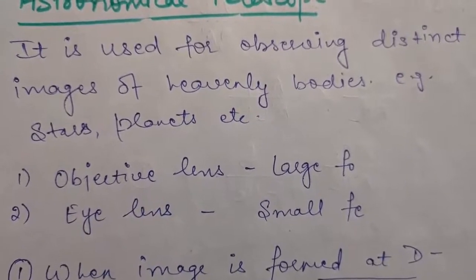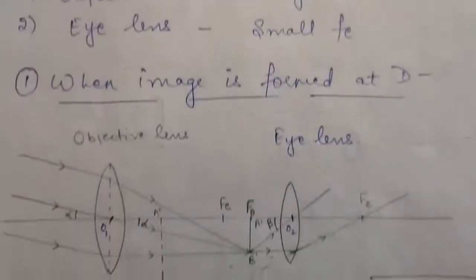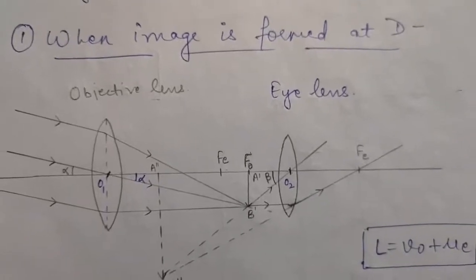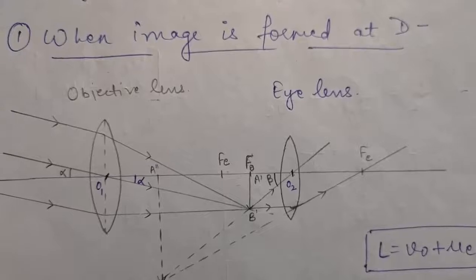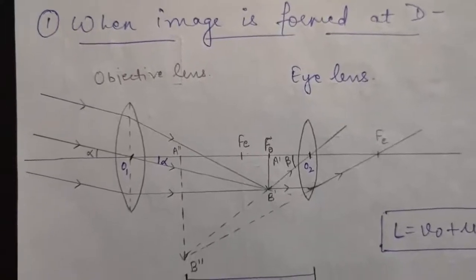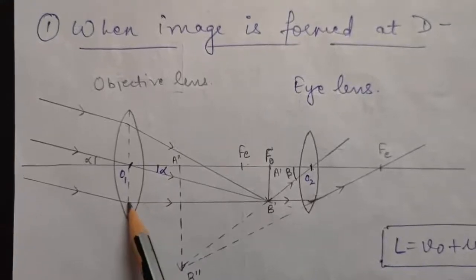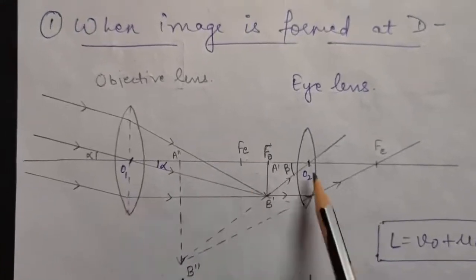Again, the reason for this I'll be telling you when we calculate the formula for magnification, right? So in this also we will be discussing two cases. First, when the image is formed at the least distance of distinct vision, and the second, when the image is formed at infinity.